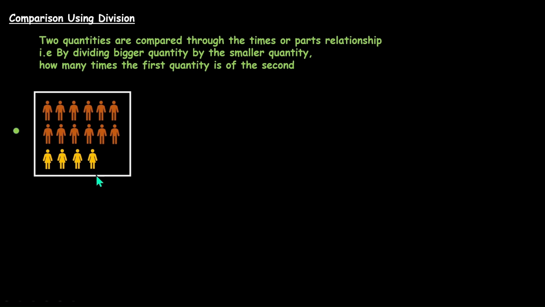Suppose we have a class of 16 students, of which we can count here that it is 12 boys, whereas there are 4 girls. And if someone asks me how many more boys there are than girls, I can do that by subtraction. There are 12 boys and 4 girls, so there are 8 more boys than girls. But if someone asks me how many times the number of boys there are compared to the number of girls, then what I can do is divide.